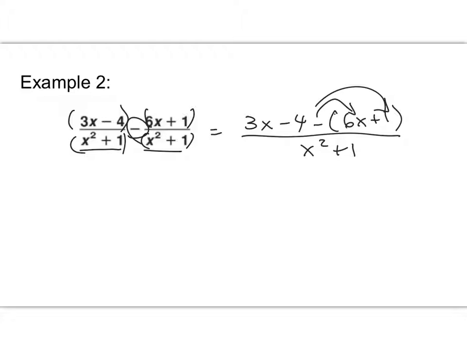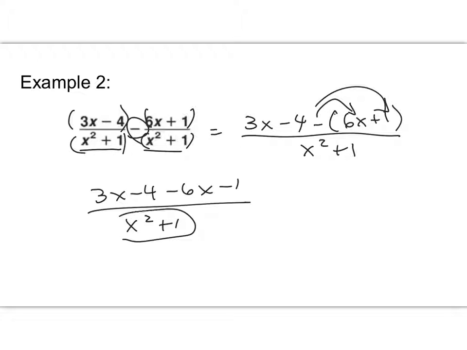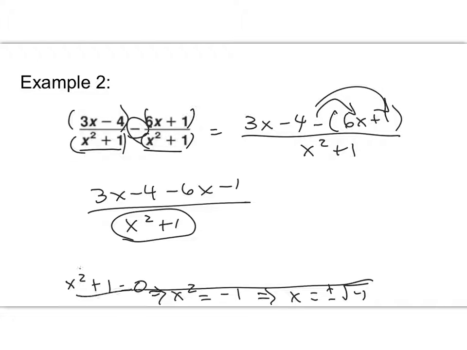I'm going to go ahead and do that now. 3x squared minus 4 minus 6x minus 1 divided by x squared plus 1. By the way, if we look at our domain restrictions, if I set that equal to 0 and tried to find my domain restrictions, I'd get x squared equals negative 1, and then I'd get x equals plus or minus the square root of negative 1. So there are no real domain restrictions here.